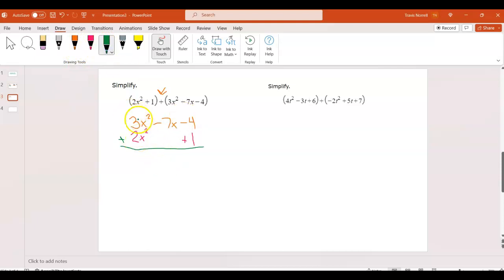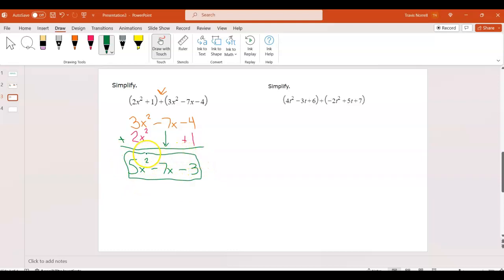Okay, so combine your like terms. 3x squared plus 2x squared. Signs are the same, so we're going to add the numbers and keep that positive sign. 5x squared. Now, we have nothing to combine that negative 7x with, so we're just going to bring it down. Or, if you kept that 0x there, negative 7x plus 0x would still be negative 7x. Negative 4 plus 1, signs are different, so I'm going to subtract the numbers. 4 minus 1 is 3. And I'm going to take the sign of the bigger number, which is negative. And there's my final answer.